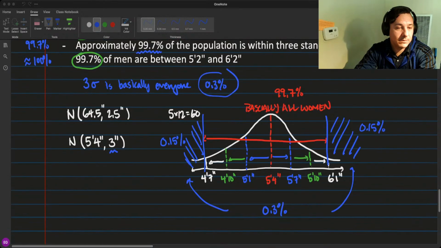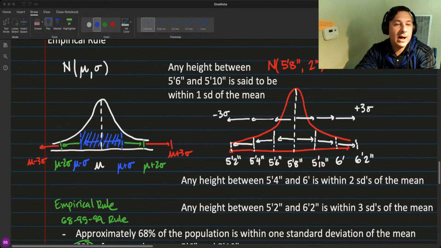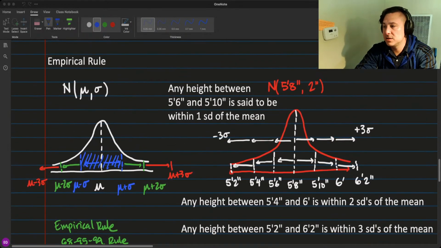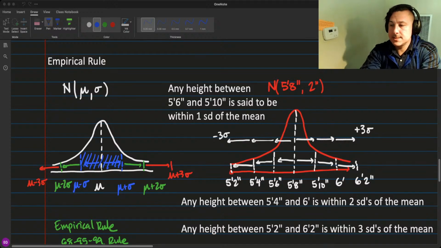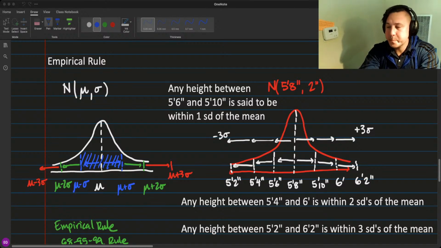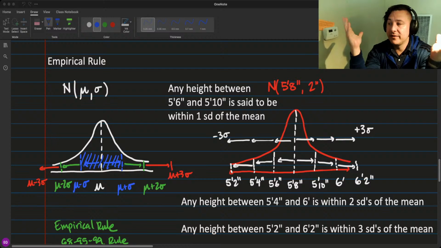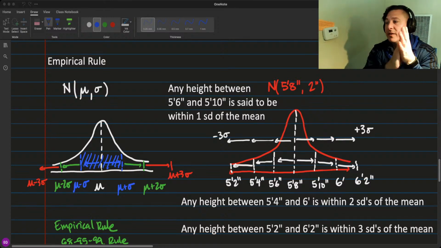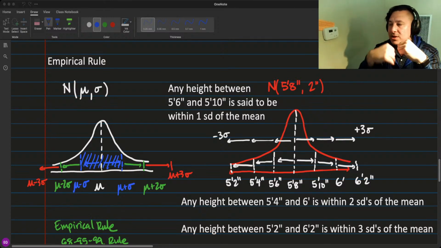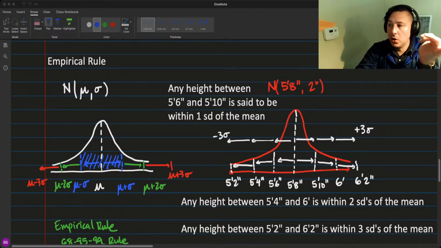We did a bunch of examples. This is a good question: why do we only go up to 3 standard deviations? Why not go up to 4 or 5? Right, 3 standard deviations is 99.7%. There's really no point in going out any further because you only have about 0.3% left over. You don't get much extra information. So always remember that 3 standard deviations is almost everyone.